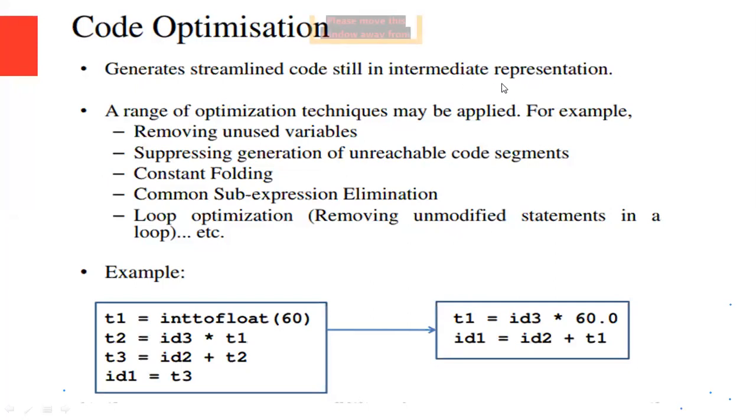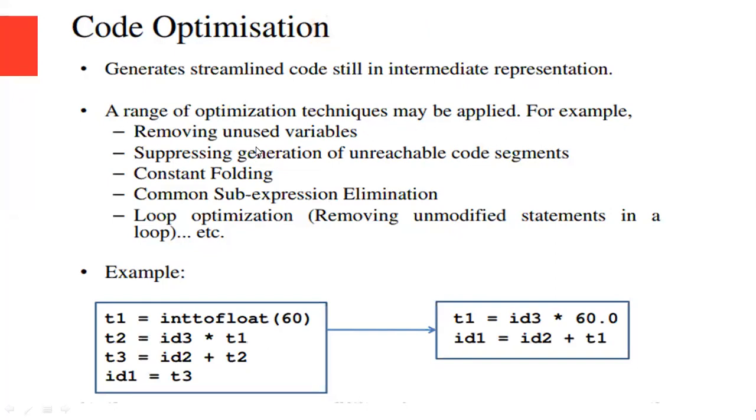So we take that as input, so a range of optimization techniques may be applied. So we are removing some statements that are available in intermediate code generation. By using code optimization, we have some optimization techniques. Those are a range of optimization techniques that may be applied.